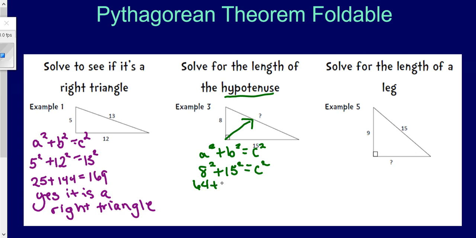64 plus 225 will give me c squared. 64 plus 225 is 289. This gives me c squared, so this gives me the area of my square. Now I just have to remember to do my square root so that I can find the side length. So I'm going to do the square root of 289, which will give me c. So c will equal 17.